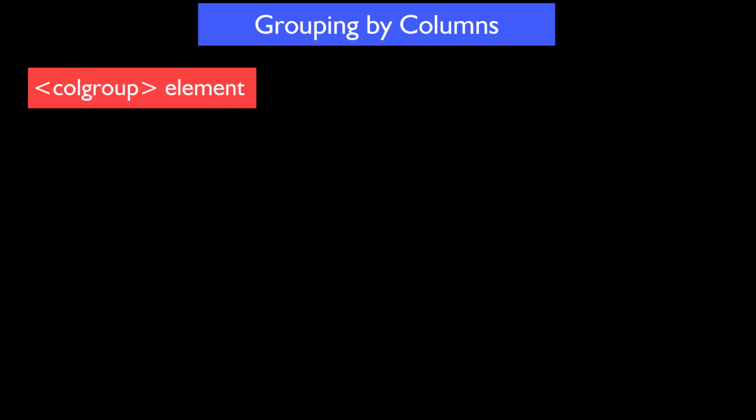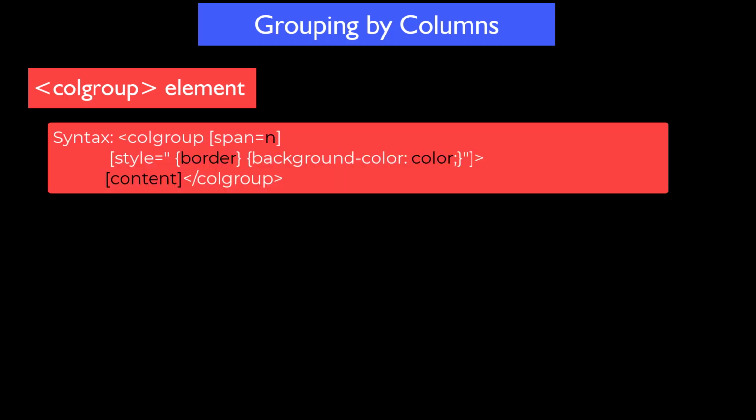A second related element is colgroup. If all columns, or the first n columns, are to have the same background or border properties, you can specify a start tag of colgroup, possibly with span, possibly with a style attribute with border and/or background color, and that's the start tag. Then you possibly have some content, and then the end tag. An end tag is not required, but recommended.